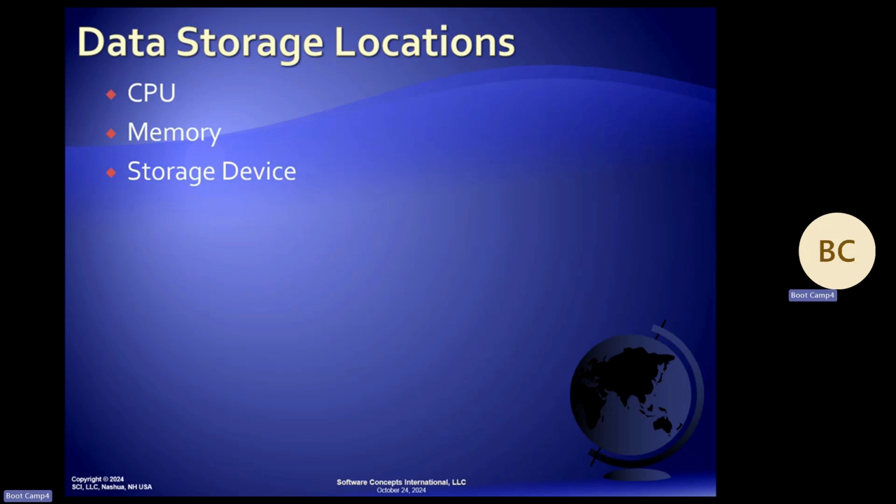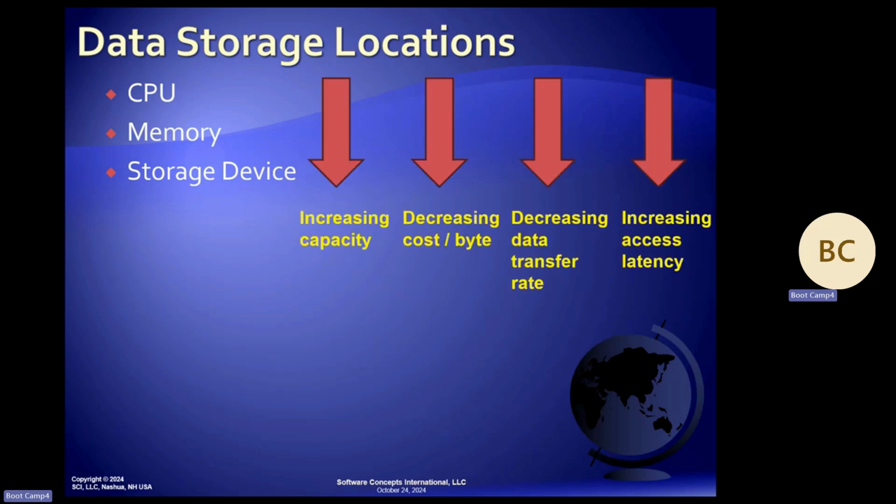And in general, we all know that as we go from the CPU out to the storage device, we get increasing capacity, decreasing cost for each byte that's stored, a decreasing data transfer rate. So you can get stuff from CPU caches into the CPU very quickly, but to get it from your disk, it's going to be slower out there. And the latency to get to the data decreases as you go from the CPU out to memory, out to the storage device. But those are things that you all do anyway.